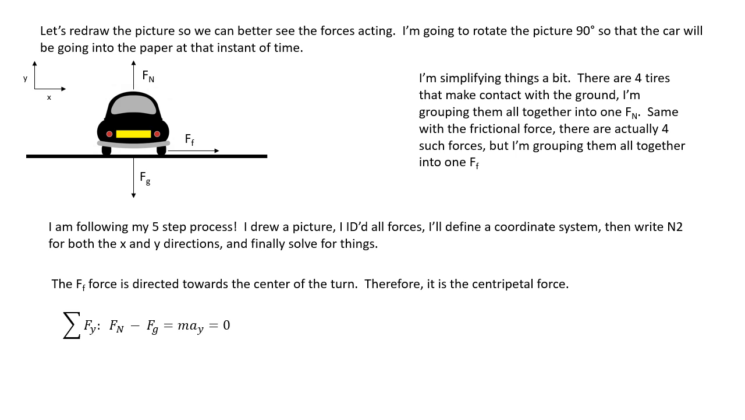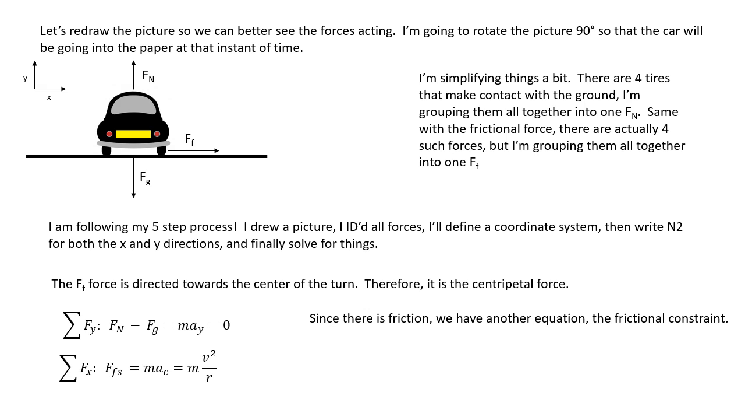Here's my y equation. The normal force minus the gravitational force is equal to m a_y, but that's 0 because my car is a car and not a bird. It's not flying. Here's my x equation. This is a little bit different. The static frictional force is equal to m a_c, but we knew what a_c was before, so that's m v squared over r. Since there is friction, I have to have another equation. That's the frictional constraint. In this case, the static frictional force is going to equal mu_s times F_n.